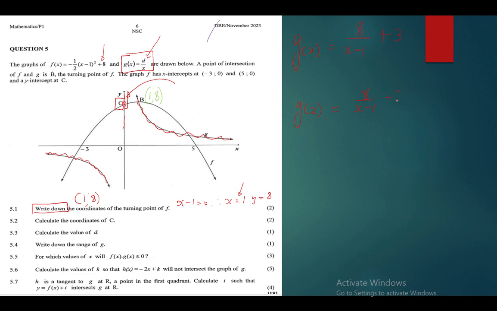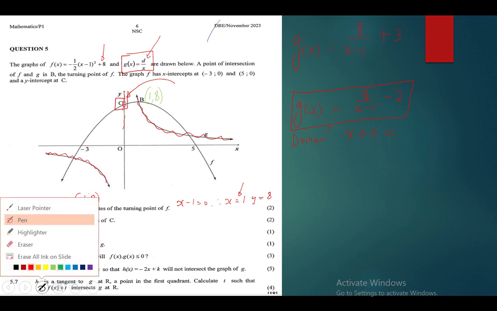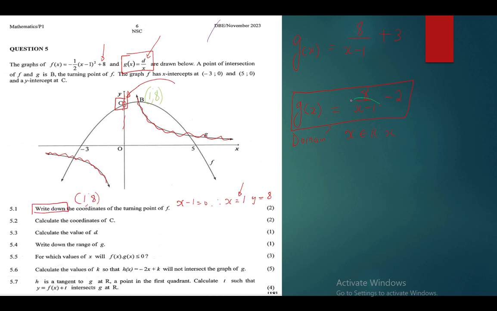Let me say minus 2. This is the equation of a hyperbola. You should be able to find the domain of a hyperbola function. How do we find the domain of a hyperbola? Simple. You say x is all real numbers, but x should not be. Ask yourself, what is the x asymptote of this function g? To find the x asymptote of a hyperbola function, you just go to your denominator. In this case, your denominator is x minus 1. You go to your denominator, you equate your denominator to 0.